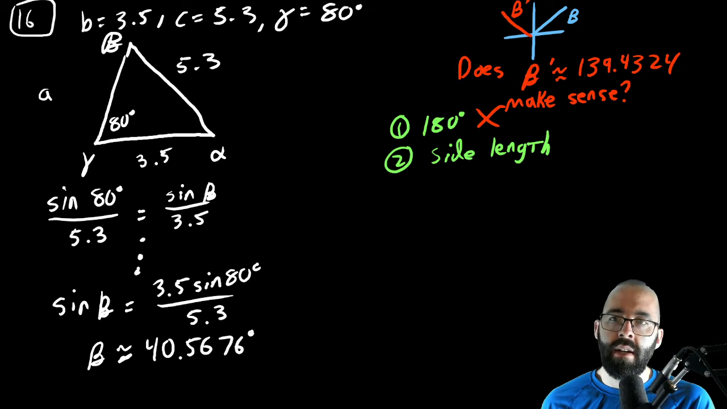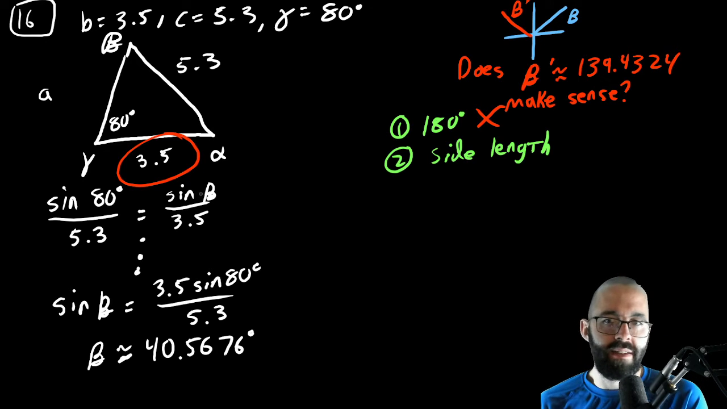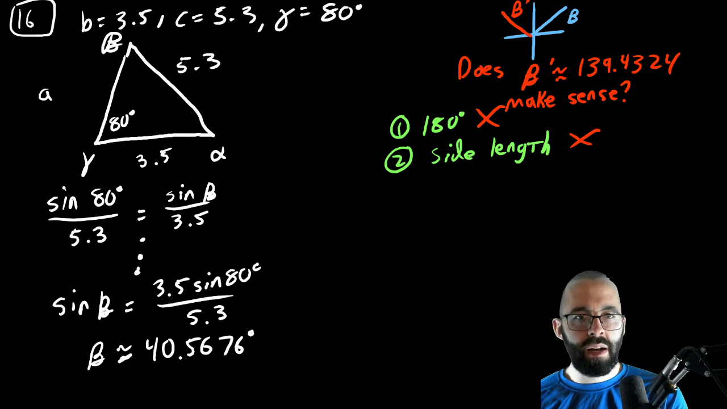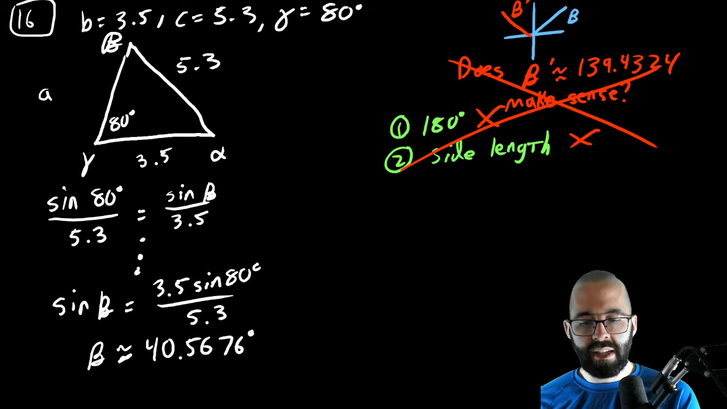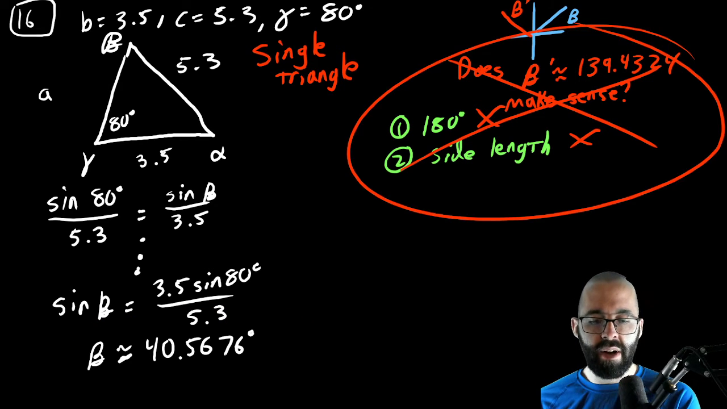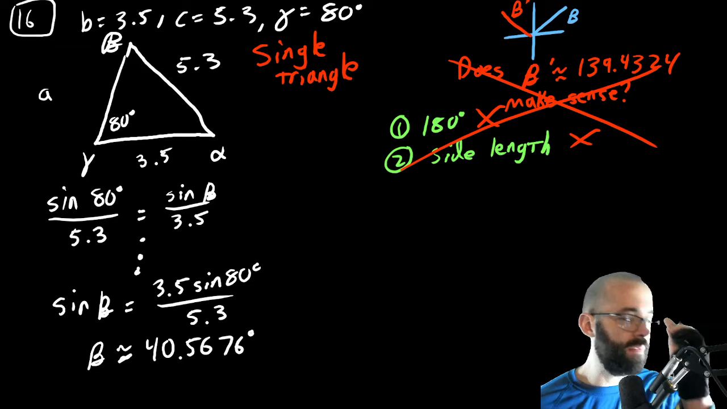All right. And the side length would work as well. Beta prime would have to be opposite the biggest side. But beta prime's not opposite the biggest side, so that condition fails too. The beta prime does not make sense. There's only a single triangle here. We know there's at least one because we found beta. We know there's not two because beta prime doesn't make sense.